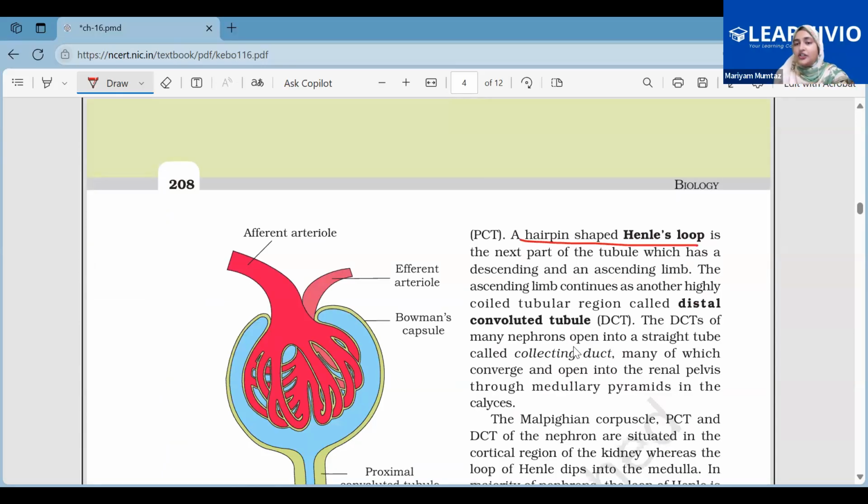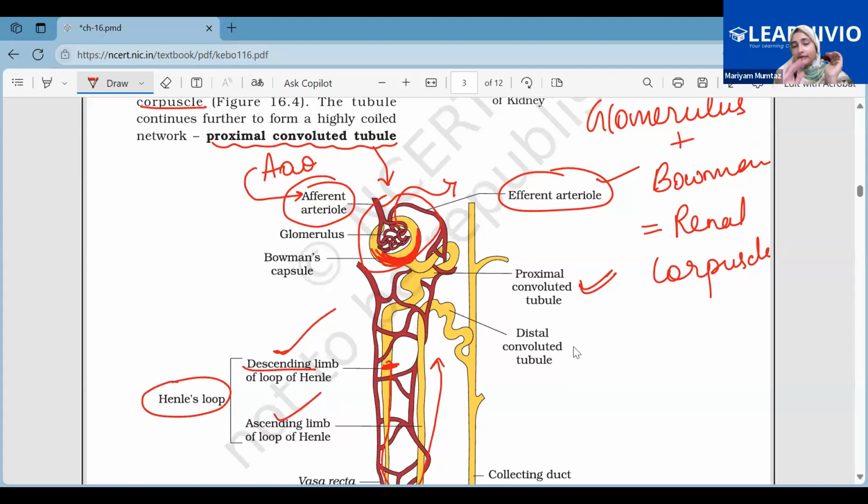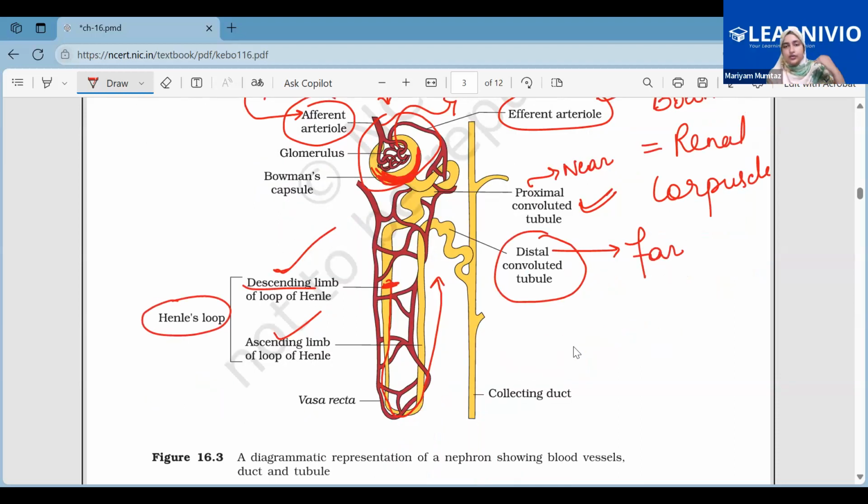So the hairpin-shaped Henle's loop is the next part of the tubule, which has a descending and an ascending limb. The ascending limb continues further to the next tubule, and that tubule is the distal convoluted tubule. Distal means far away. So you can write this down: proximal means near and distal means far away. Don't worry, all of these things will also be mentioned in your notes.